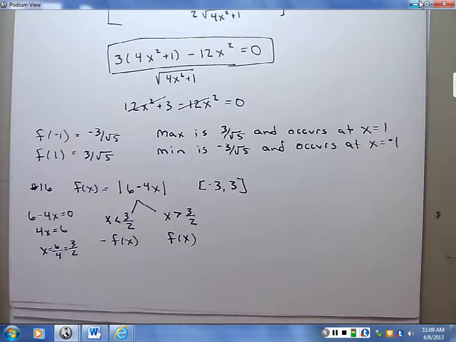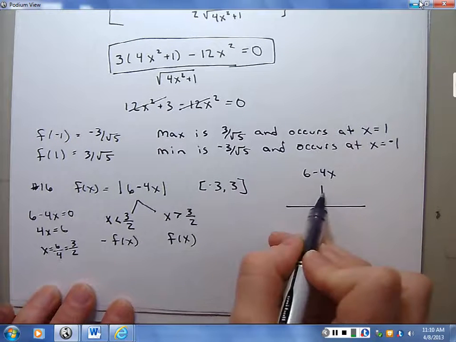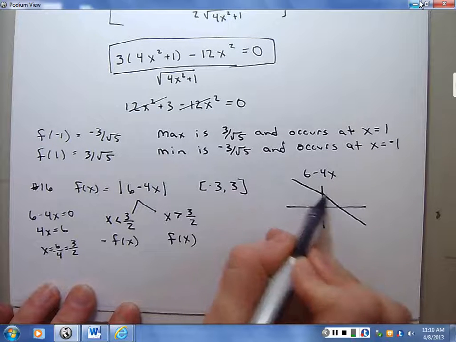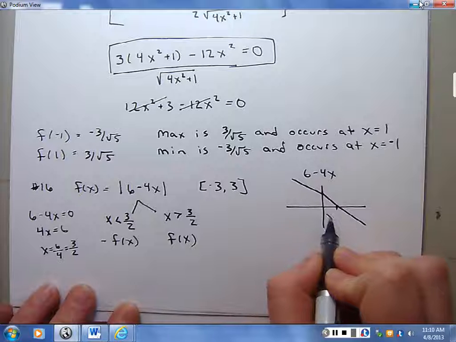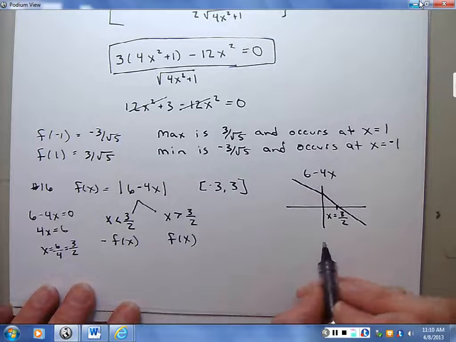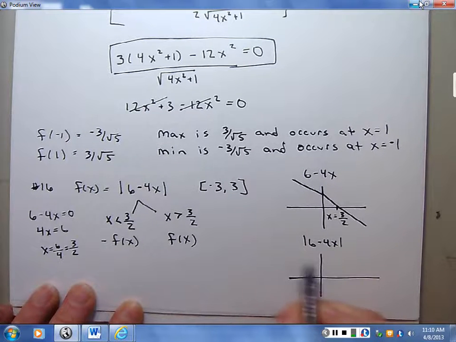If I was to graph this, this is a line, right? It has an x-intercept at 3 over 2, and it has a slope of minus 4. But the absolute value would then invert the line, right? So if I was to graph just 6 minus 4x, I would have that. This would be the line. This would be x at 3 over 2. So the absolute value of that is going to look like this.